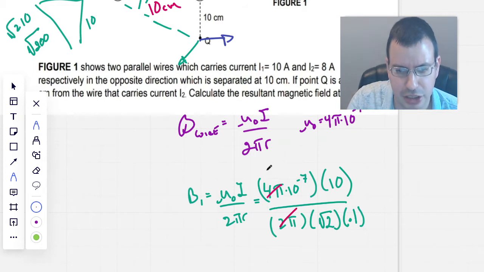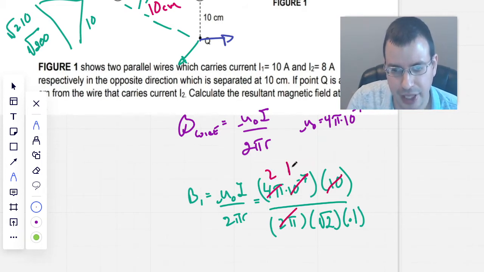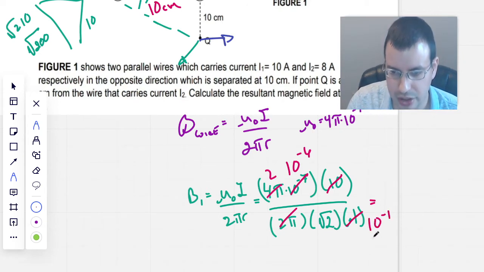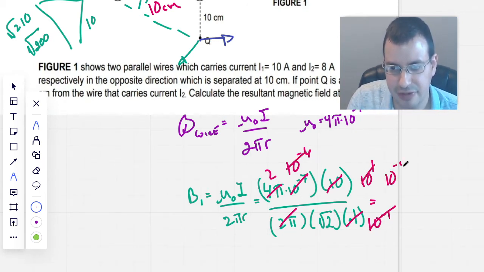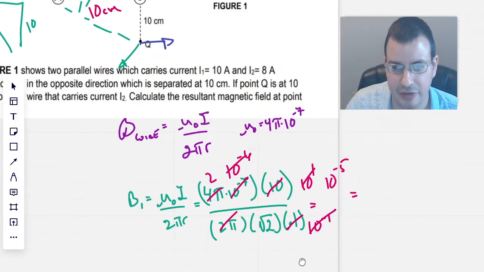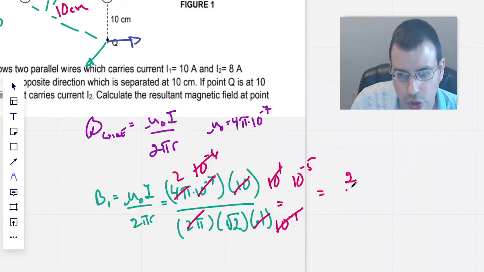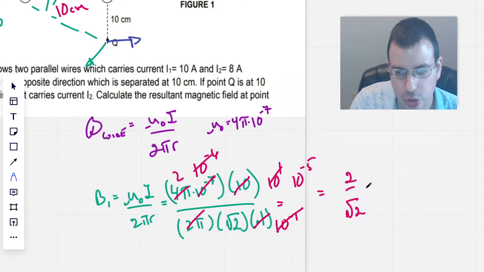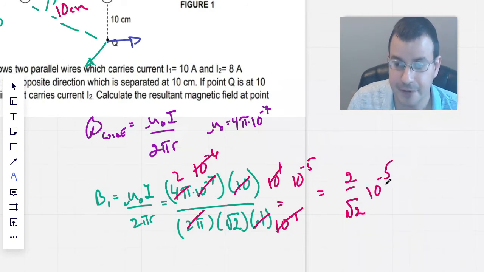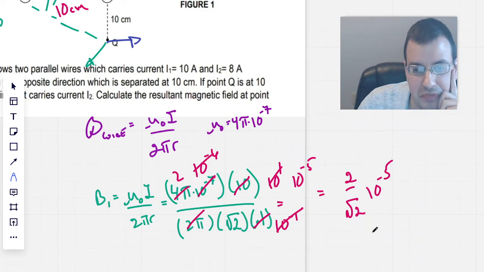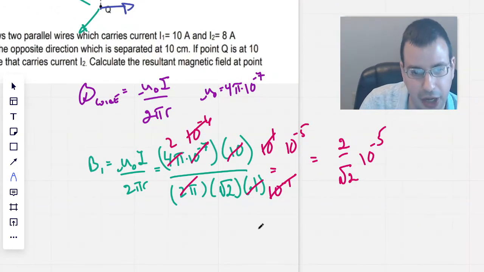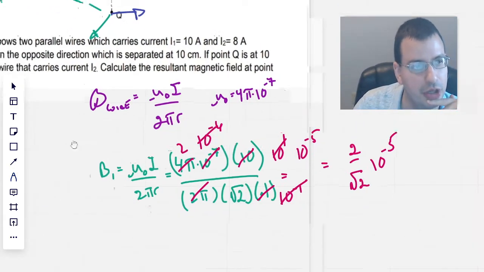So we'll do some canceling. This 2 goes, and that becomes 10 to the negative 6. And this is 10 to the negative 1, which we put up here becomes 10 to the 1st, which then becomes 10 to the negative 5th. And so we have 2 over square root of 2 times 10 to the negative 5th. Okay, that's reasonable.